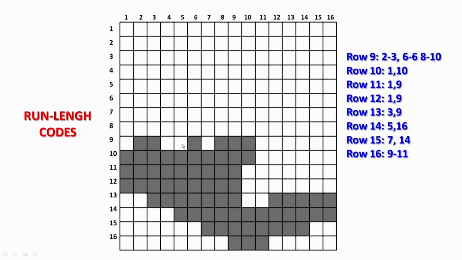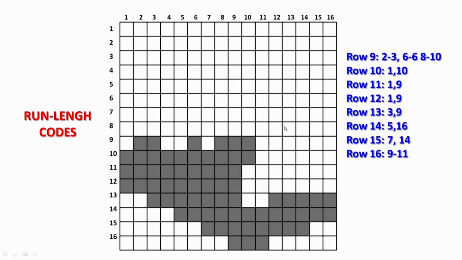Then there is a gap, so the gap is left. Then 6 to 6, that means only 1 pixel has to be coded. And then 8 to 10. And let's go for row 10. Row 10 is continuously having the shade up to this column 10, so it is 1 to 10.